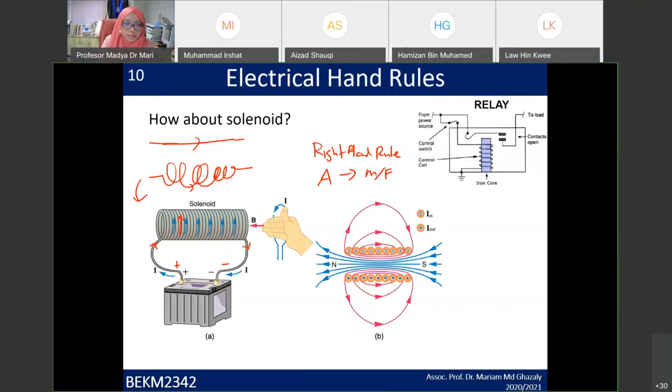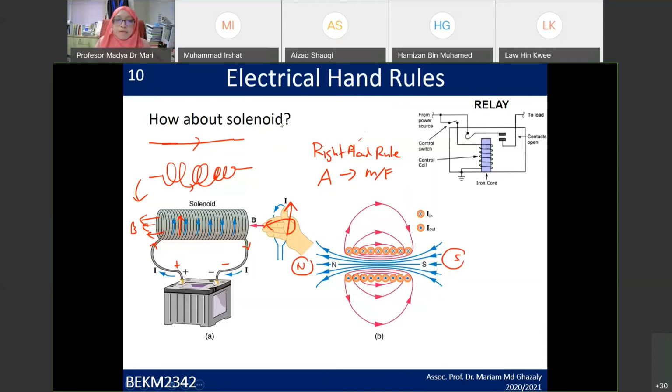So if I were to put this inside the location here, you see that you have the current here, and then you have the loop of your other fingers over here. That means the magnetic field will be in this direction. So the direction of the magnetic field is from south pole to north pole. This is where you will get the magnetic field.